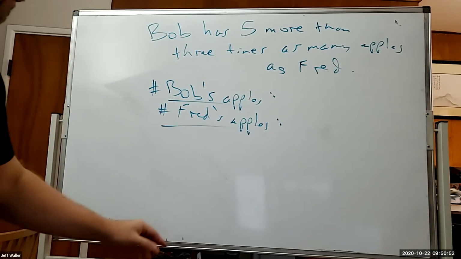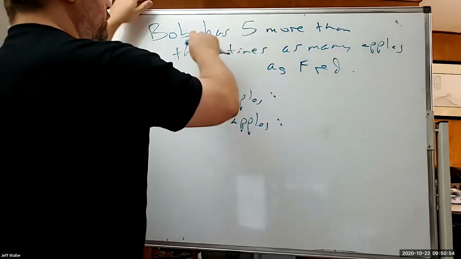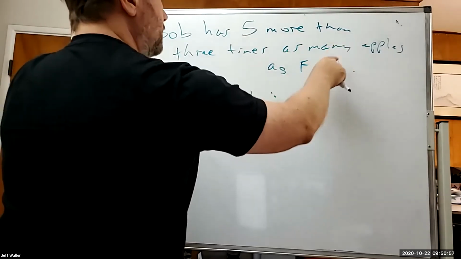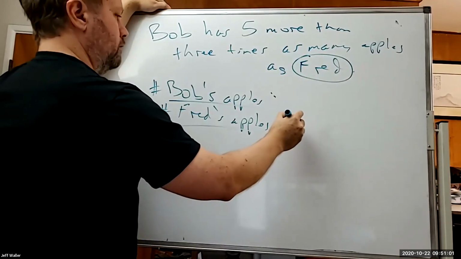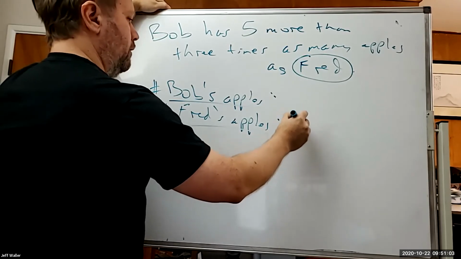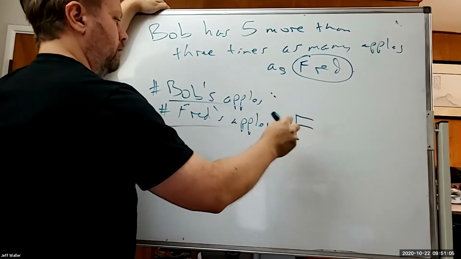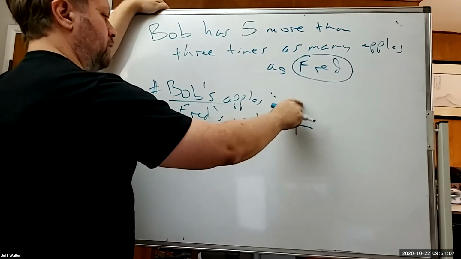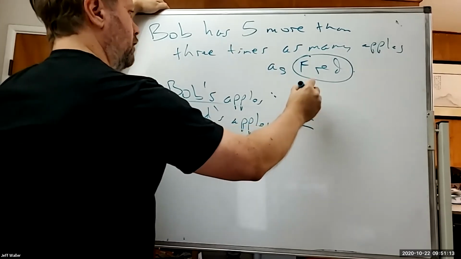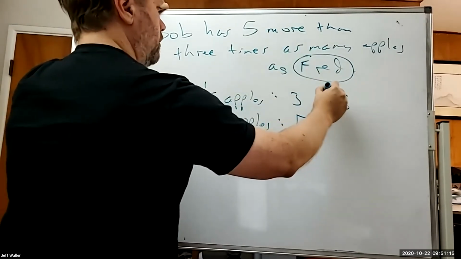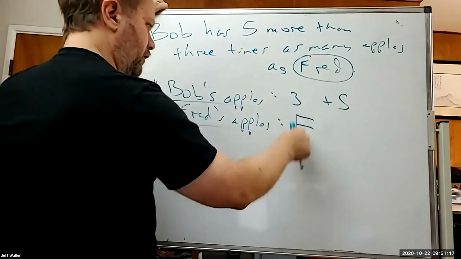Fred. Yeah, so Bob, I like it. Bob has 5 more than 3 times as many as Fred. So I've got to know Fred first. If I call Fred F again, what will Bob's apples number be? 3F plus 5. Good. 5 more than 3 times Fred.